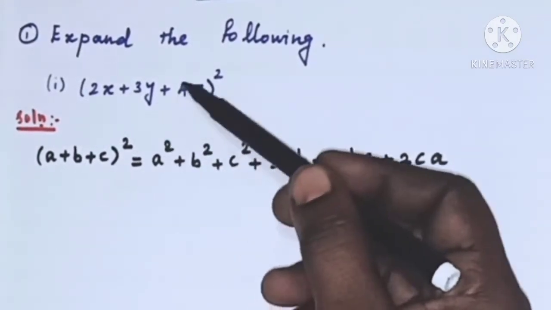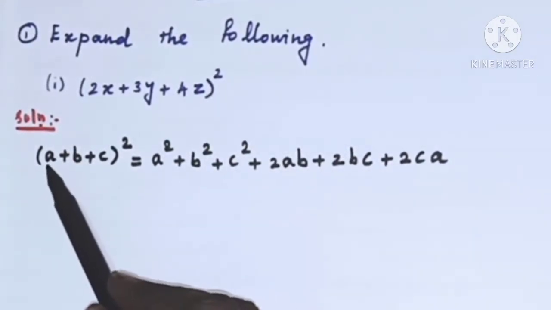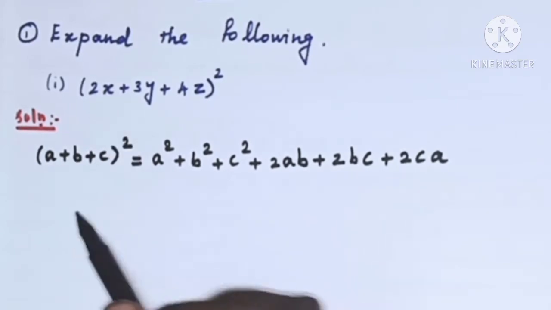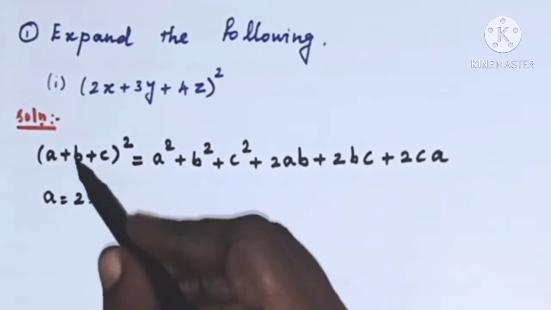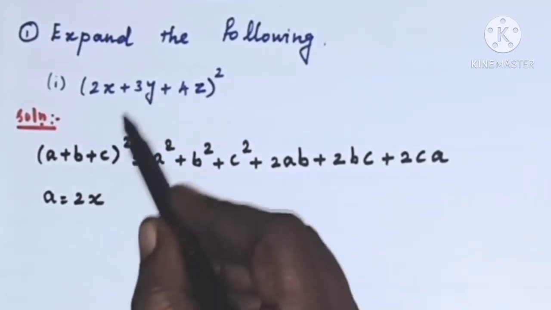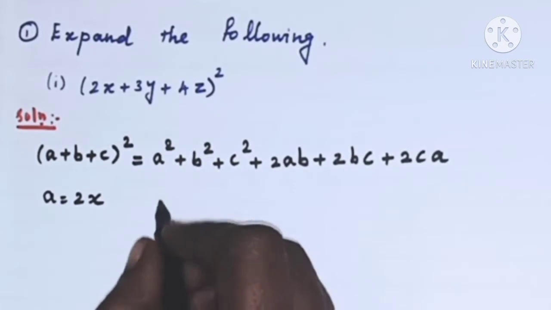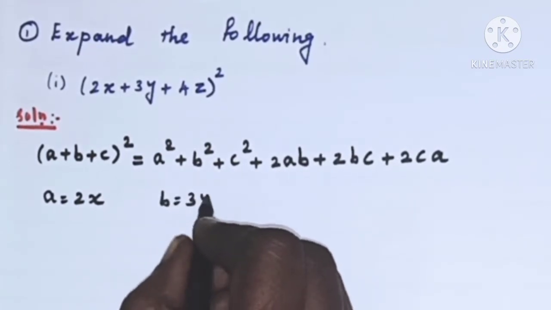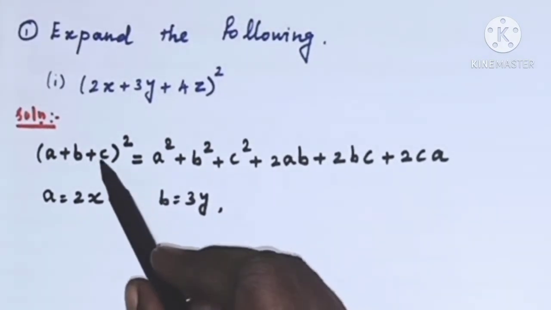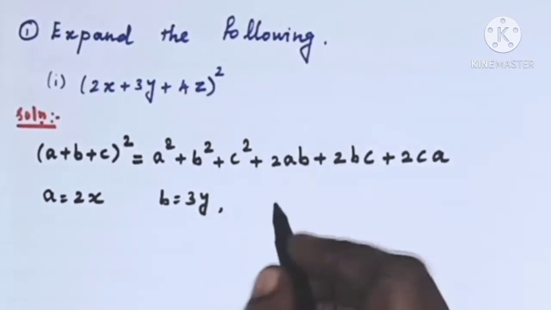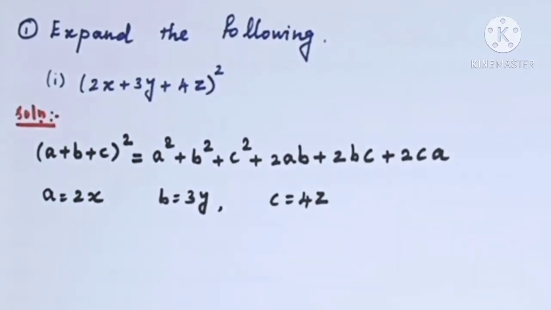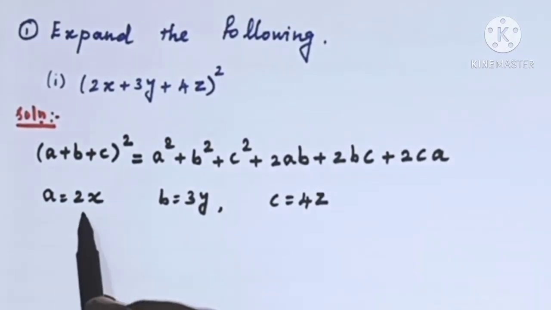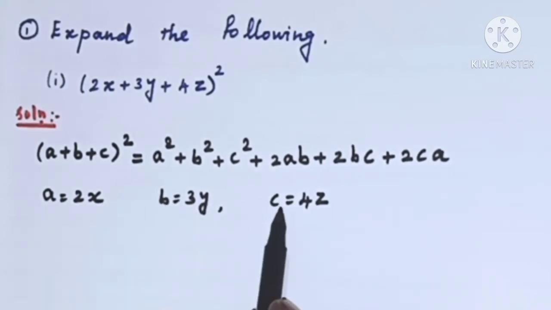Comparing these two expressions, the value of a in this expression is 2x. A is equal to 2x, and in the place of b we have 3y here. So b is equal to 3y, and in the place of c we have 4z in the expression. So c is equal to 4z. Now we have to substitute these a, b, c values in this expression.